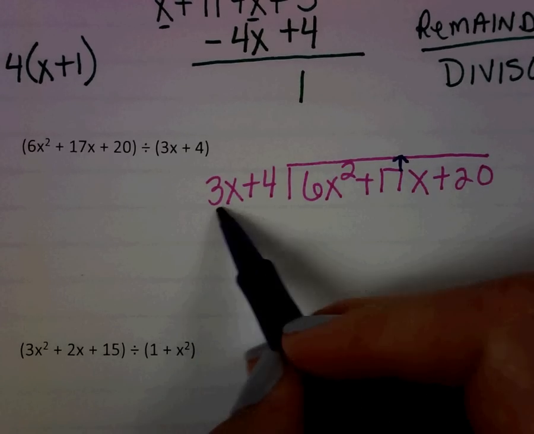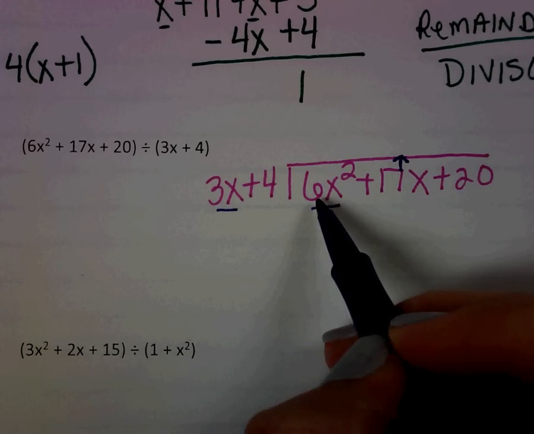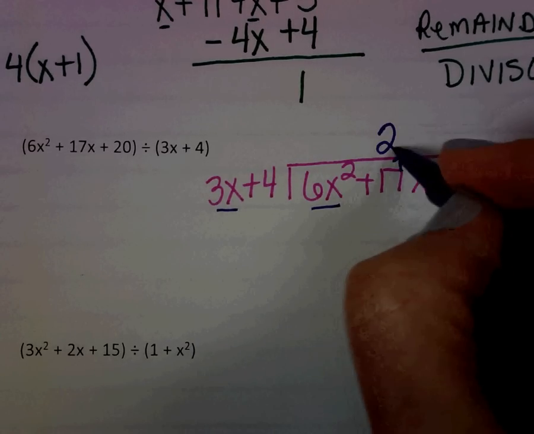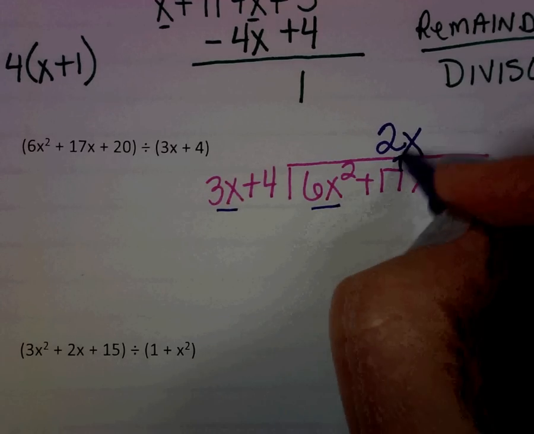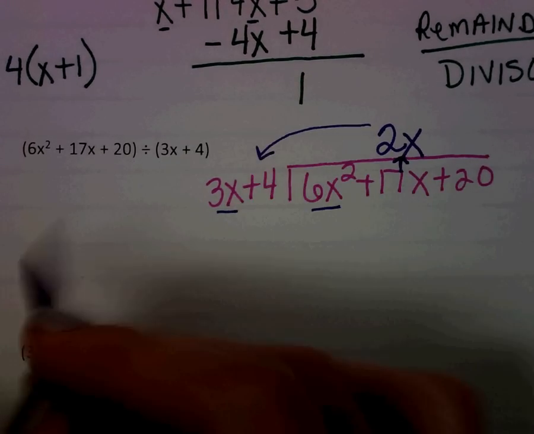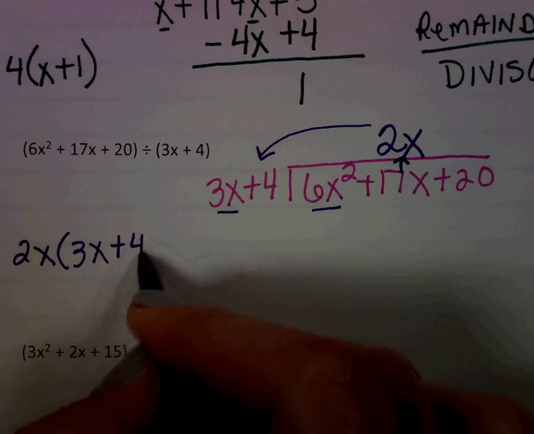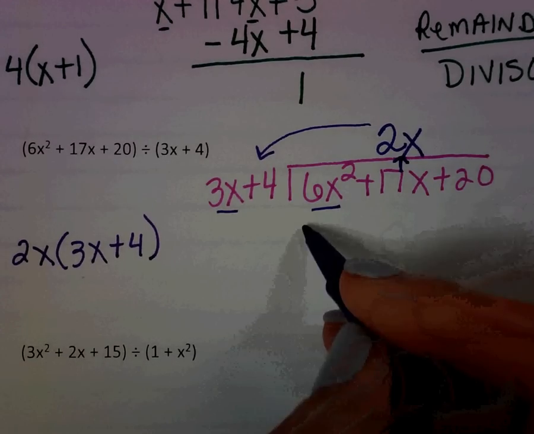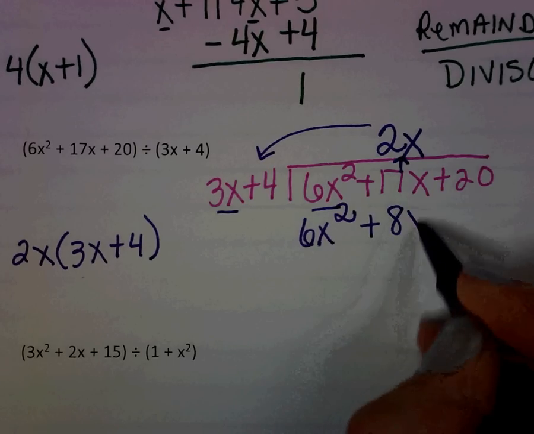So again, we're just going to think about 3x and 6x squared. 3 times what is 6? Well, 3 times 2. x times what gives me x squared? x times x. And so now we're going to multiply the 2x times our binomial. So if you need to, write it to the side and think about it like this. That would give us 6x squared plus 8x.